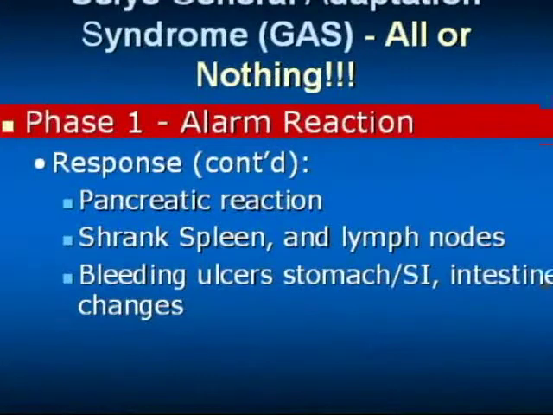Guess what probably happened? You probably had a GAS, a general adaptation syndrome, an all or nothing reaction in your body. Something has pushed you over the edge. So just know that, okay? The pancreatic reaction, blood sugars elevate during this time when you've had this kind of a reaction. And here's a key factor, okay? The ulcers, or their stomach and the small intestine, the intestinal tract itself, actually has some bleeding that occurs. It's interesting that the lining itself will kind of crack and bleed a little bit.